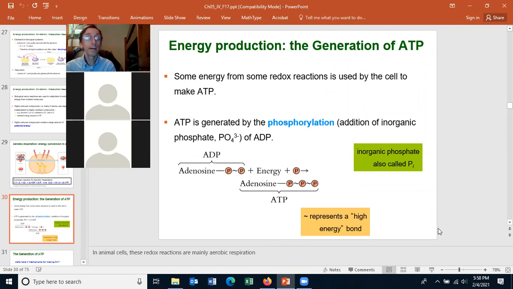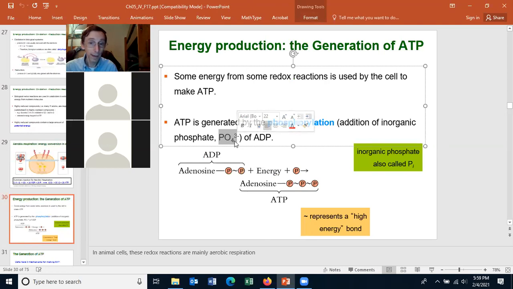So when we make ATP in our energy production, some of the energy from redox reactions is used by the cell to make ATP. ATP is generated by the phosphorylation of ADP. Phosphorylation is just a term that means the addition of inorganic phosphate, and here we have inorganic phosphate, PO4 with a 3 negative charge. ADP, adenosine diphosphate, plus energy, plus inorganic phosphate will be converted into ATP, adenosine triphosphate, having 3 phosphates.